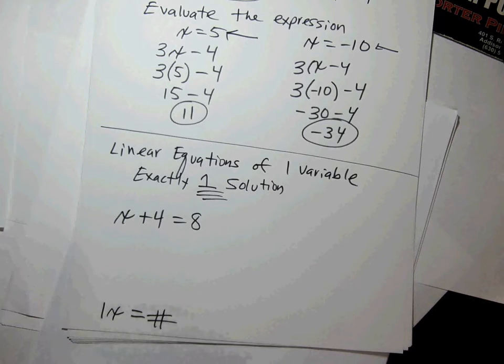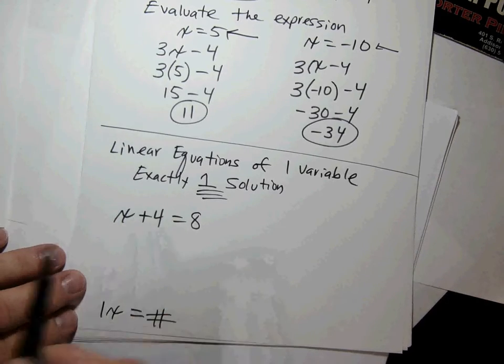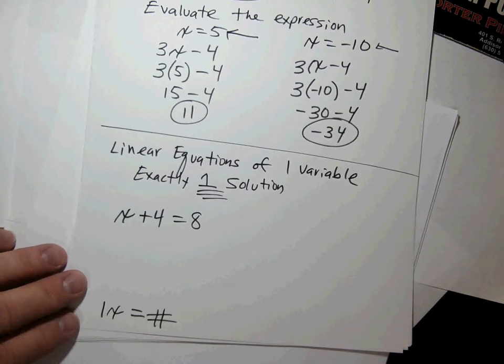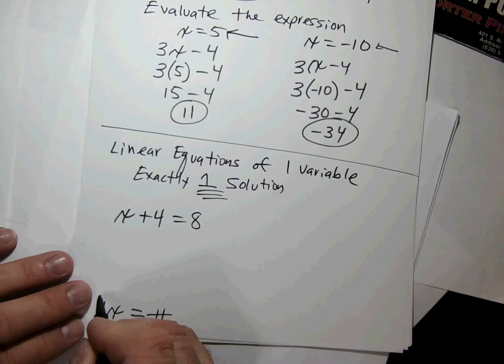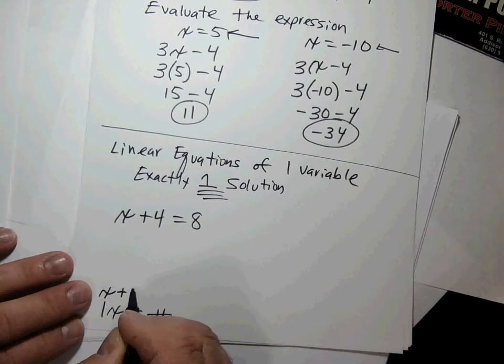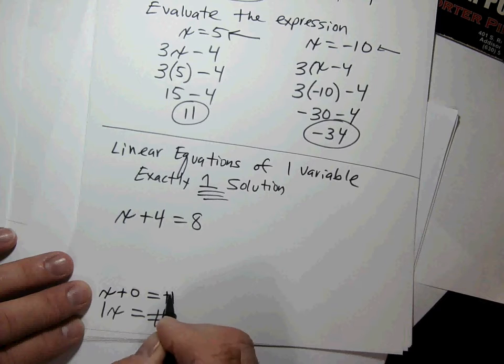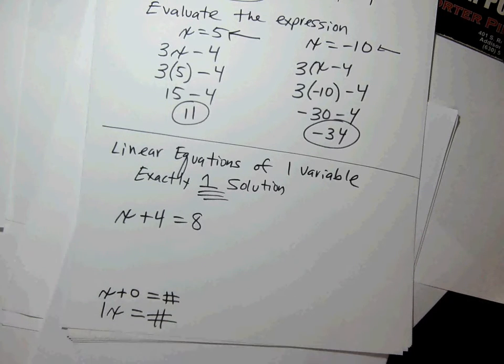So I need to remove obstacles that prevent me from having this x equals number. That's what I want. Give me x equals number. Well, there's a plus 4 in the way. Now, if my goal is x equals number, I think you would all agree if I had x + 0 = number, that's just as good as x = number, right? Because plus 0 is not hurting anybody. So I'm close. I've got x + 4 = number. I just need to have x + 0 = number. So I need to turn that 4 into a 0.